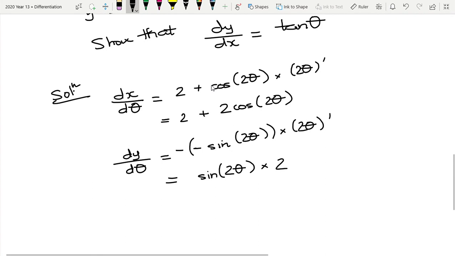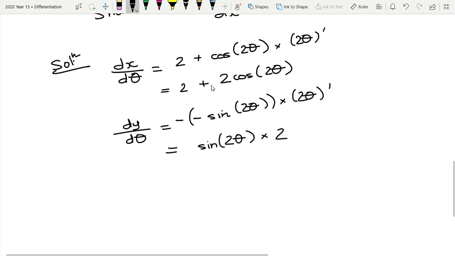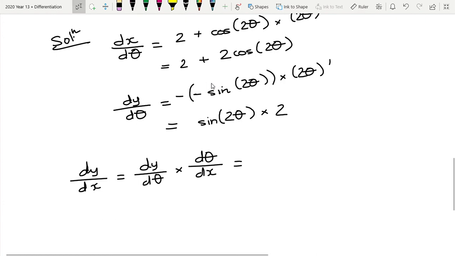If I'm finding dy over dx, I just need to use the nifty trick that I talked about above. This is a big finisher: dy over dx is going to be dy over d theta. You literally just slide in the third variable, which is theta, times d theta over dx. So dy over d theta itself is 2 sine 2 theta, and you flip dx over d theta upside down. So I get 2 plus 2 cos 2 theta.